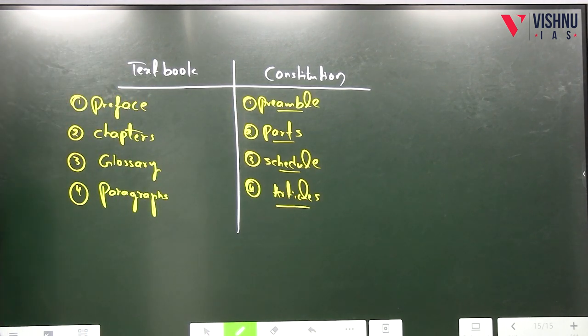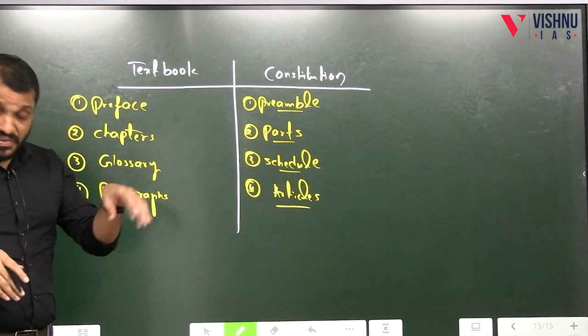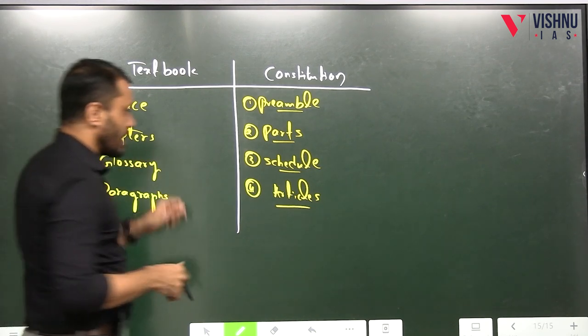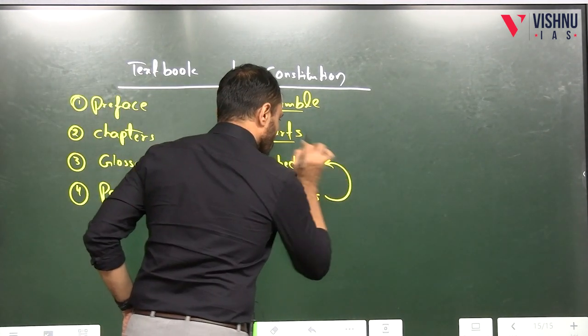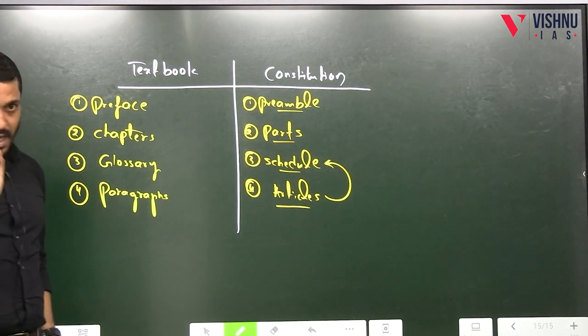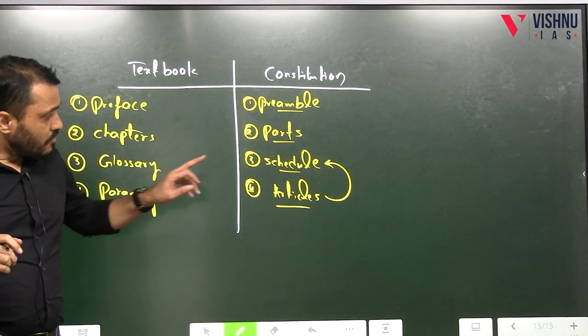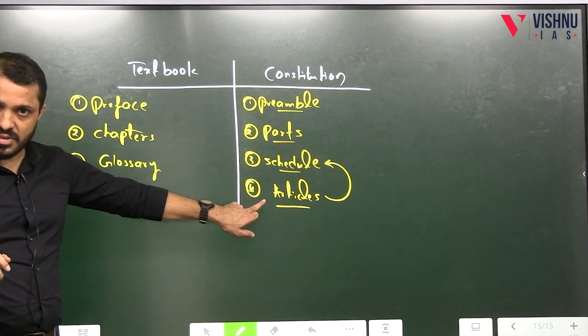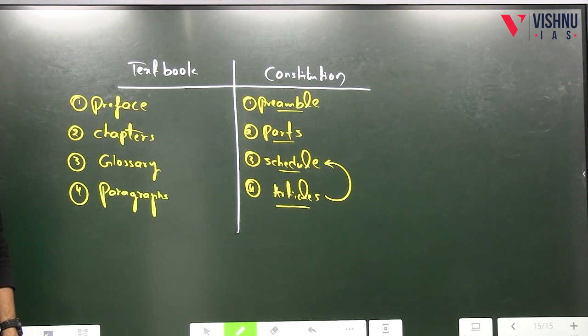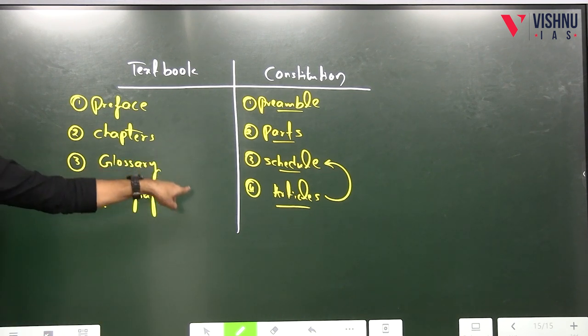Okay. Articles. In any article, if it contains more factual information, that factual information of that article will be presented in the schedule. So every schedule must link with the article. Without schedule, article can survive, but without article, schedule cannot survive. Very, very important. Are we clear? Have you done with this writing?